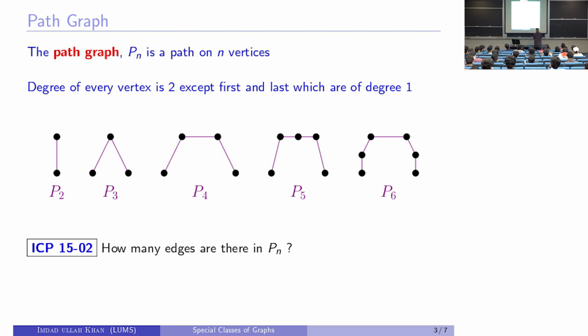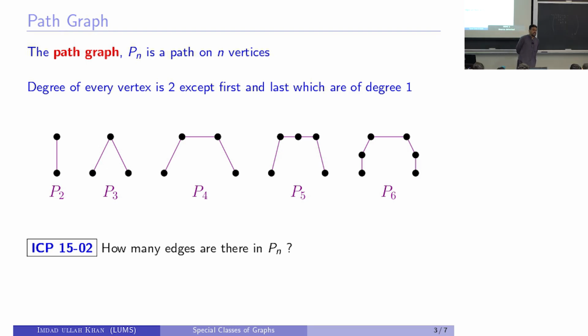N minus 2 vertices will have degree 2. Yes. So multiply by 2 and then. Okay, so she says that n minus 2 vertices will have degree 2. So the sum of the degrees of these n minus 2 vertices is 2 times n minus 2. Then to prevent double counting, we divide it by 2. There is no prevention. You didn't even count the sum of the degrees.